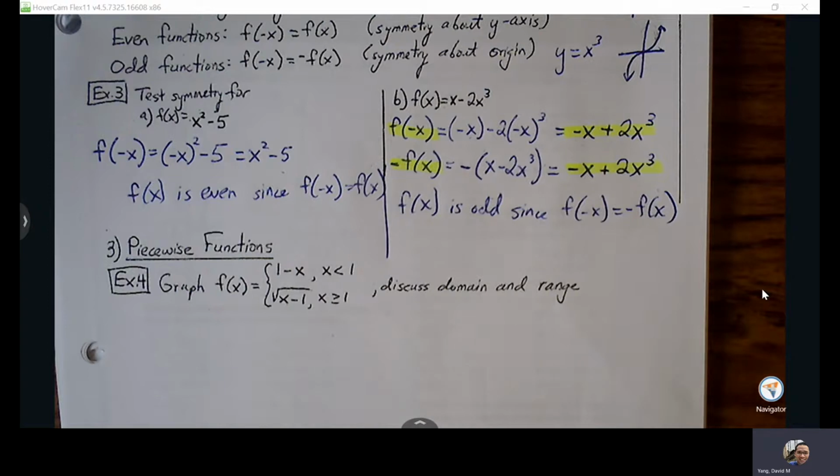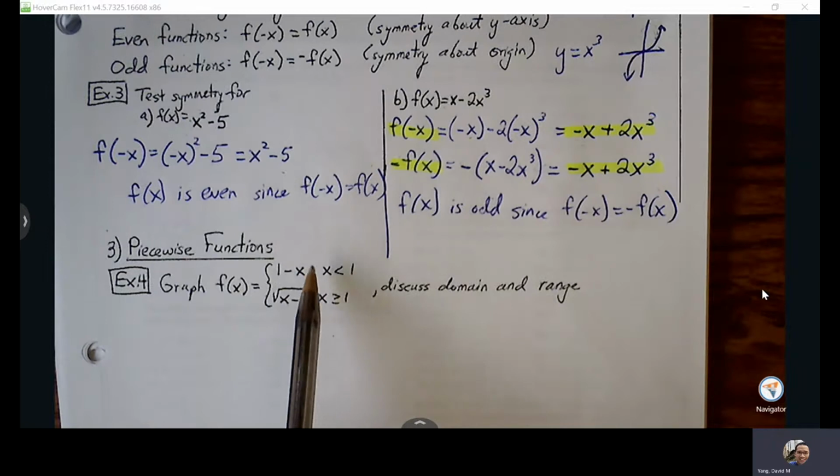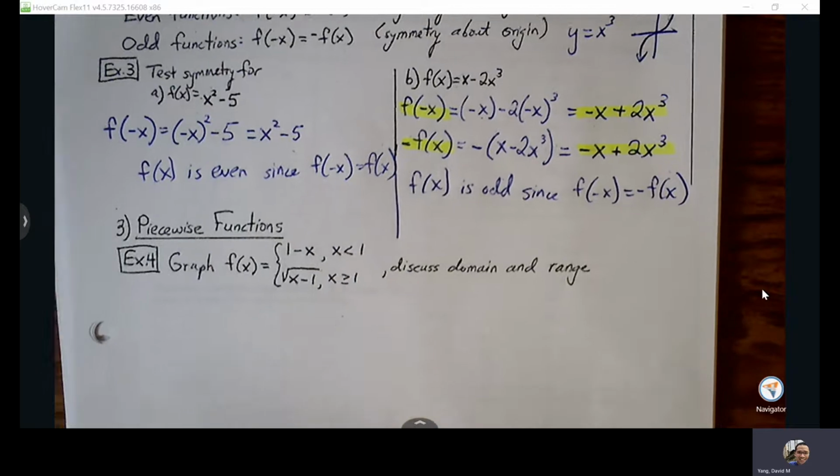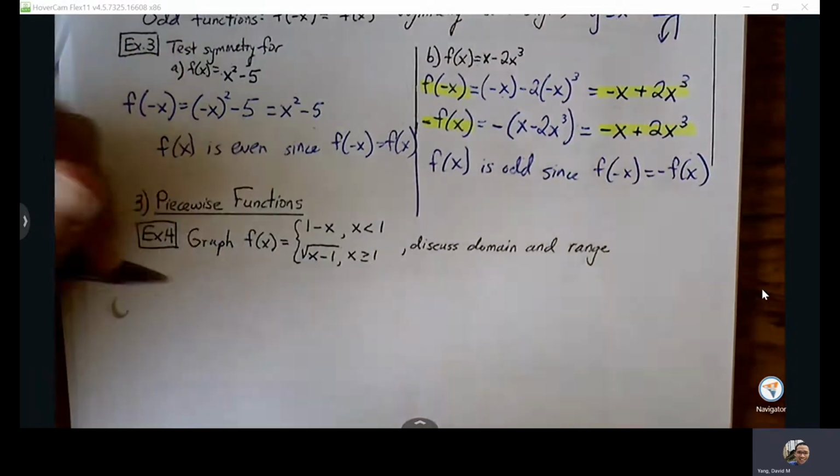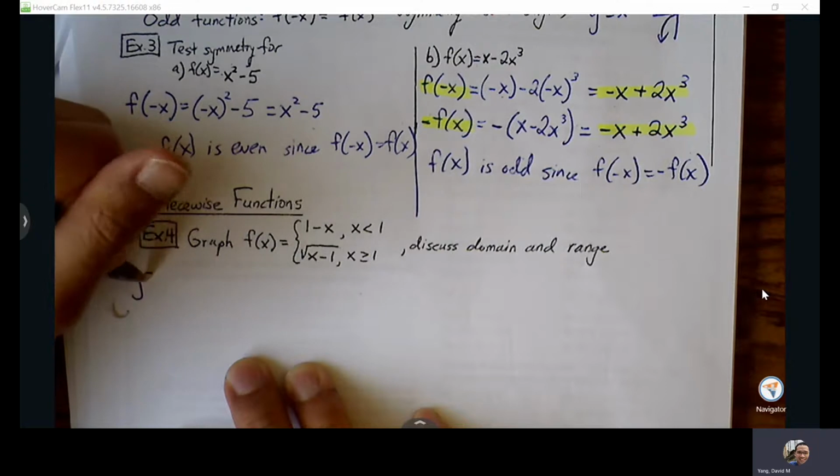So the way that we're going to go about doing this, I think the easiest way is we're going to build our table of values using the domain restrictions that are given in our problem. So let me start with y equals 1 minus x.